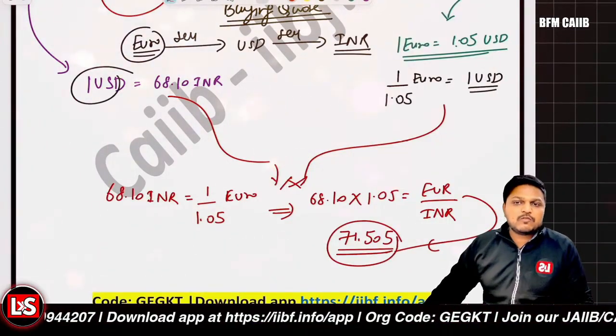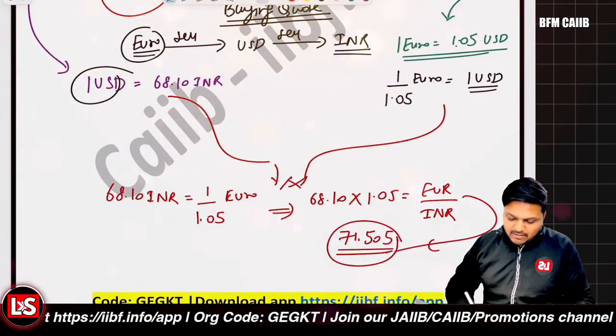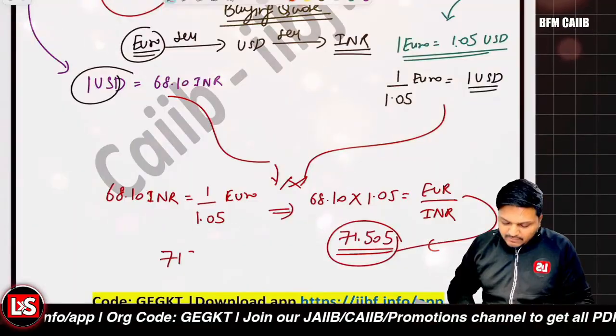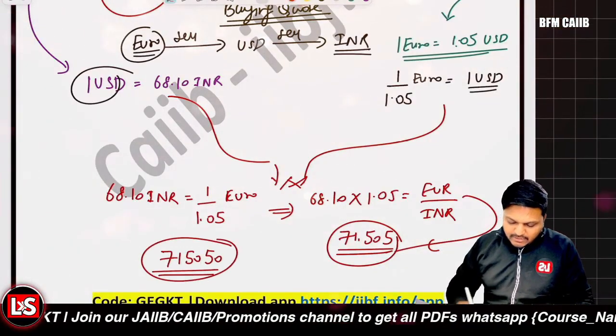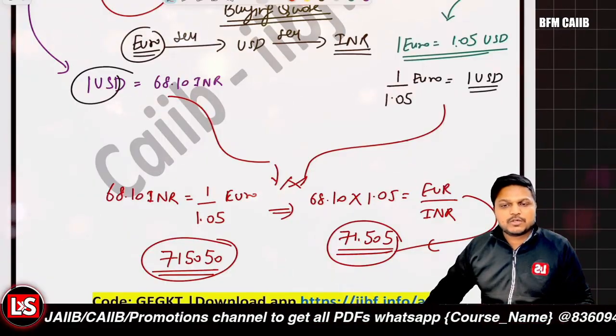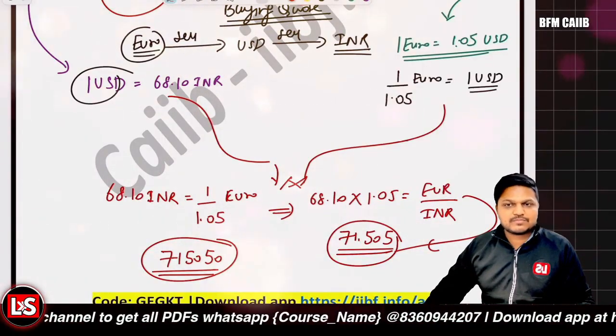And how much amount will be given to the exporter? Just multiply it with 10,000. So it is 715050. This amount will be given to the exporter here.